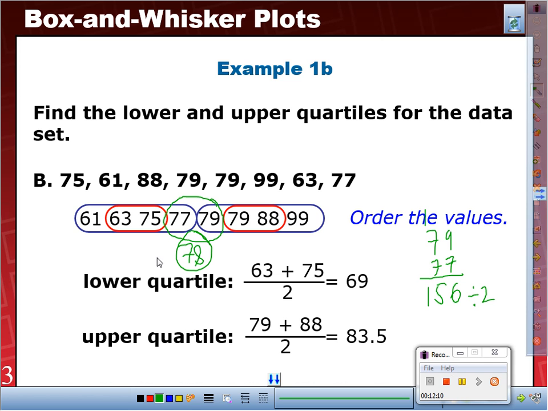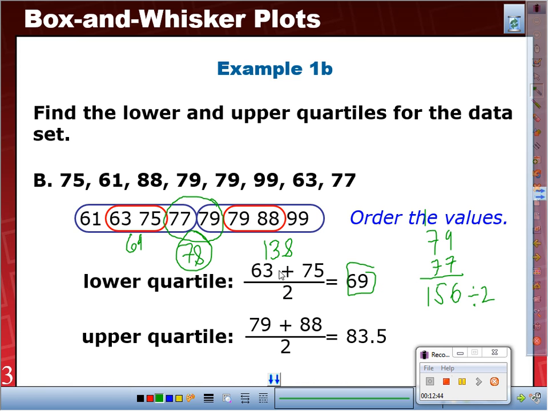Yeah. So here we go. So 78 was the median. So what was the median of the lower part? Let's see, we got 4 sets of data, 2 and 2, so therefore we need to use these 2, right? 63 plus 75, that gives me 138, divided by 2, that gives me 69. So the lower quartile is 69.